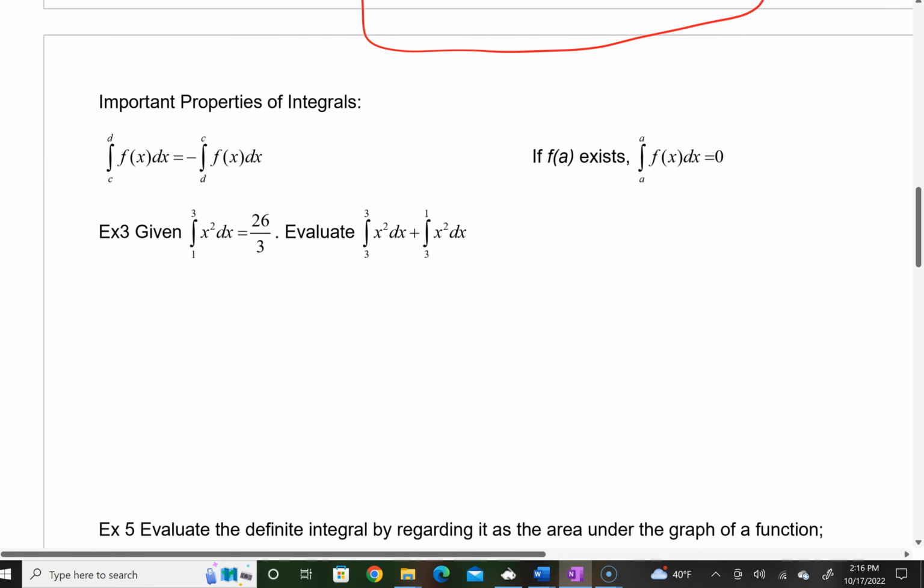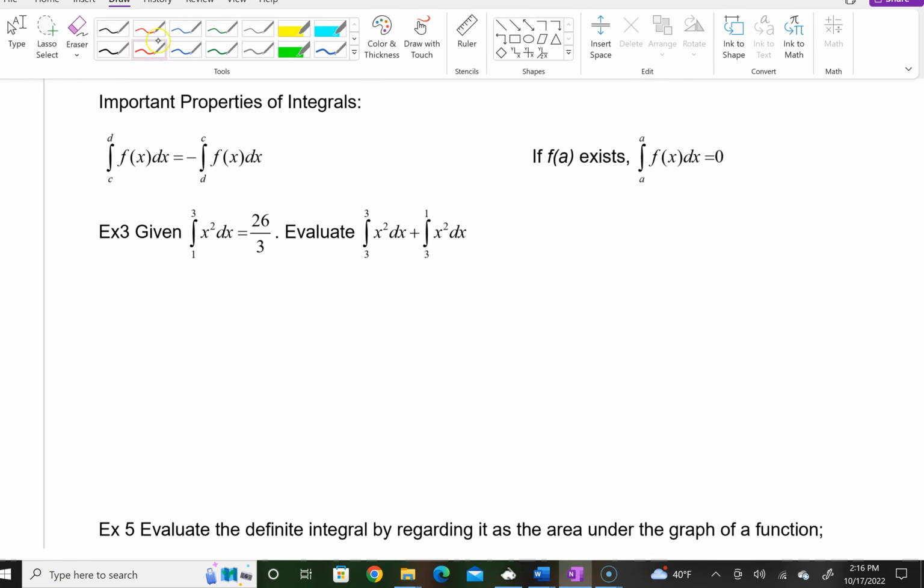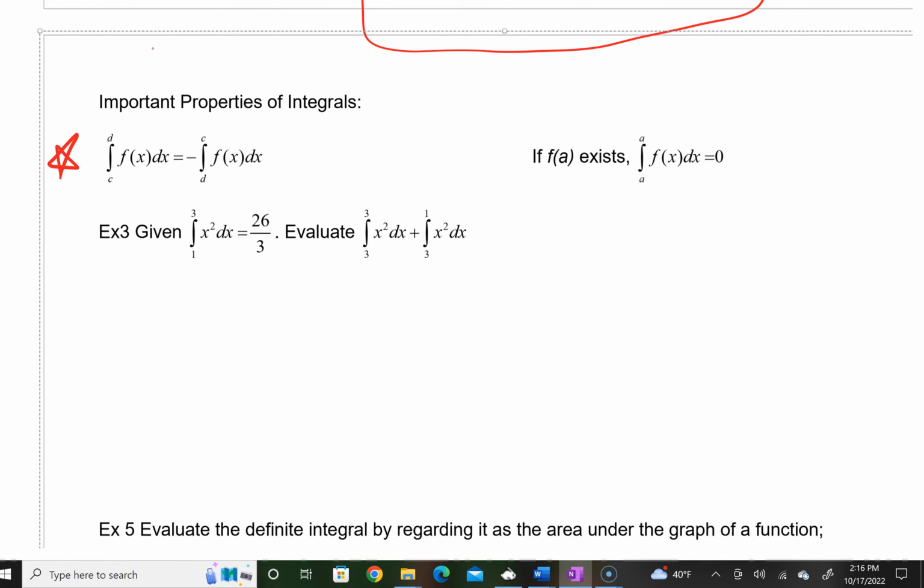First off, important properties of integrals. Wow, is this an important one right here? Super, super, super important. I want to really highlight this for you. If you were integrating from C to D, you're saying find the net area from C to D. It's the same thing as pulling a negative out in front and integrating from D to C.